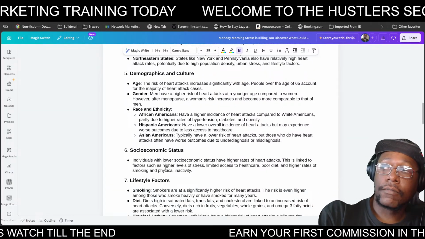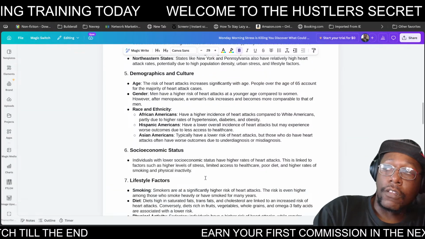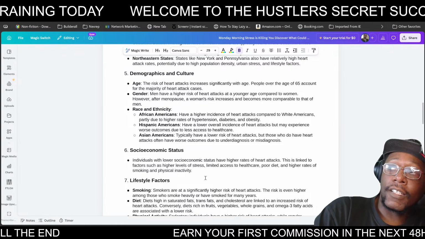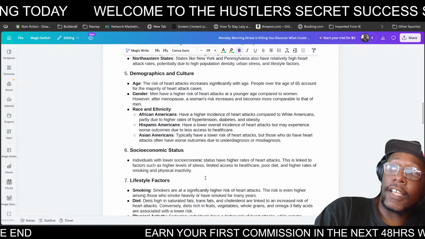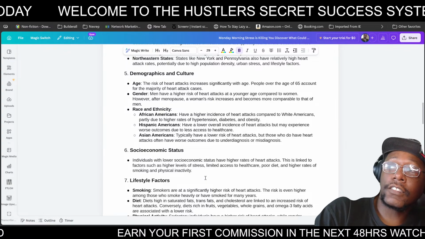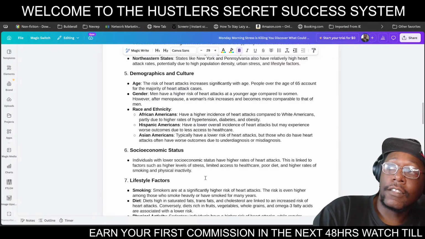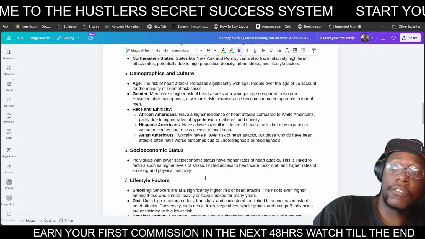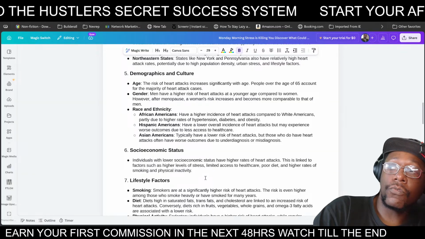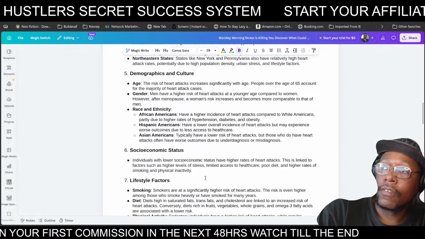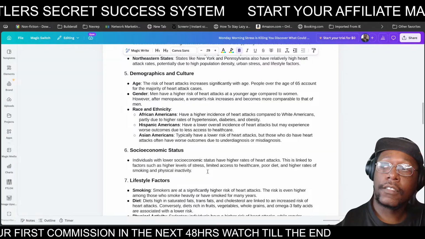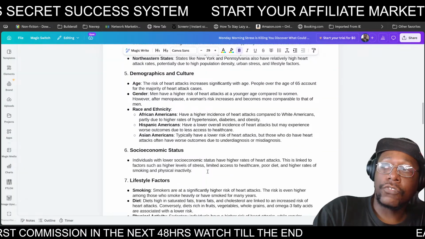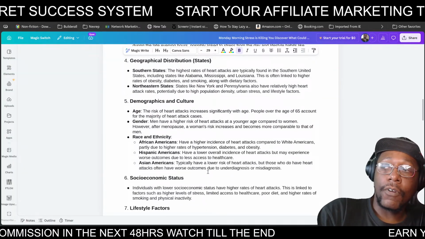Socioeconomic status. Individuals with lower socioeconomic status have higher rates of heart attacks. This is linked to factors such as higher levels of stress, limited access to health care, poor diet, and higher rates of smoking and physical inactivity. All of these things contribute. Now, I'm going to stop right here.